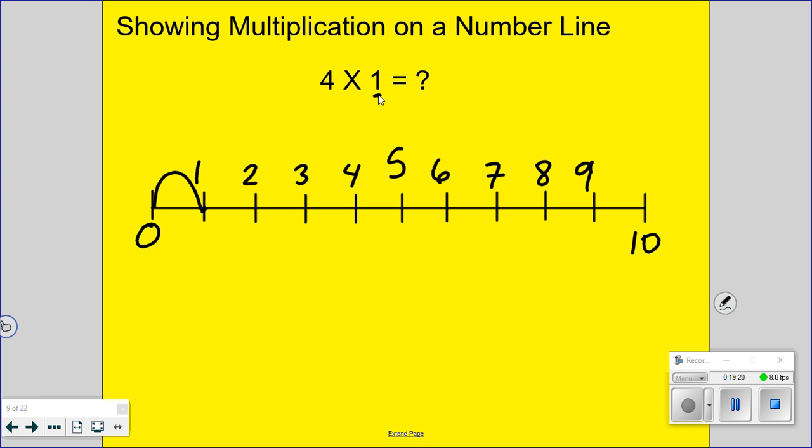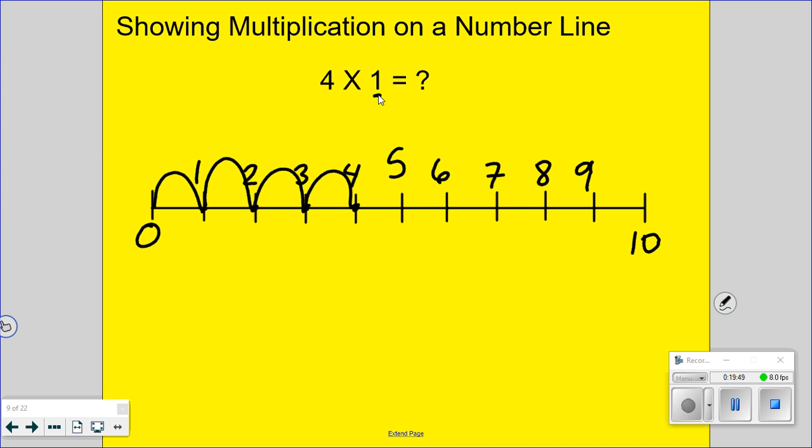That's only 1 hop. How many hops do I have to do? 4. All right, I have to do another hop of 1 number. That's 2 hops. I have to keep going. There's 3 hops. Find the other one. 4 hops. My ending number tells me what is 4 hops of 1 or 4 groups of 1.